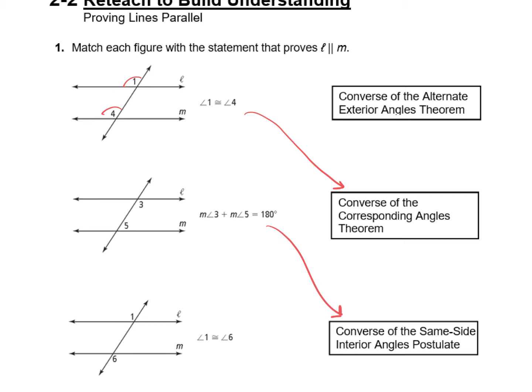All right, here we have angle 1 and angle 6, and we're given that angle 1 is congruent to angle 6. So what angle pair is this? They're exterior angles outside of your parallel lines, and they are on alternate sides of your transversal. So if you're given alternate exterior angles as congruent, you can conclude that therefore you have parallel lines, and that's the converse of the alternate exterior angles theorem.